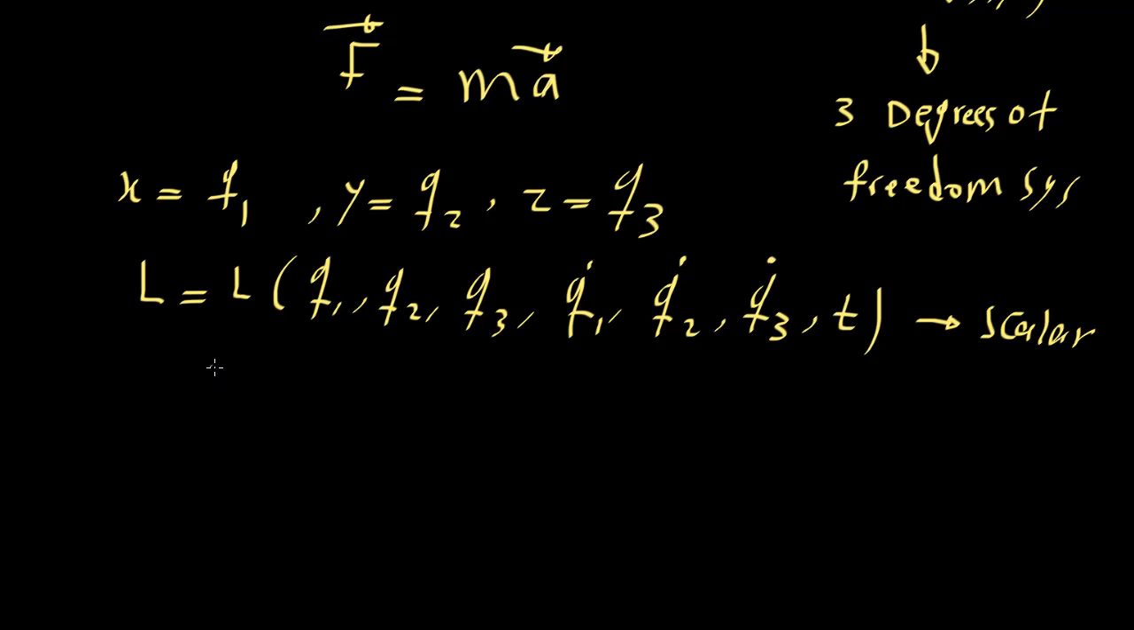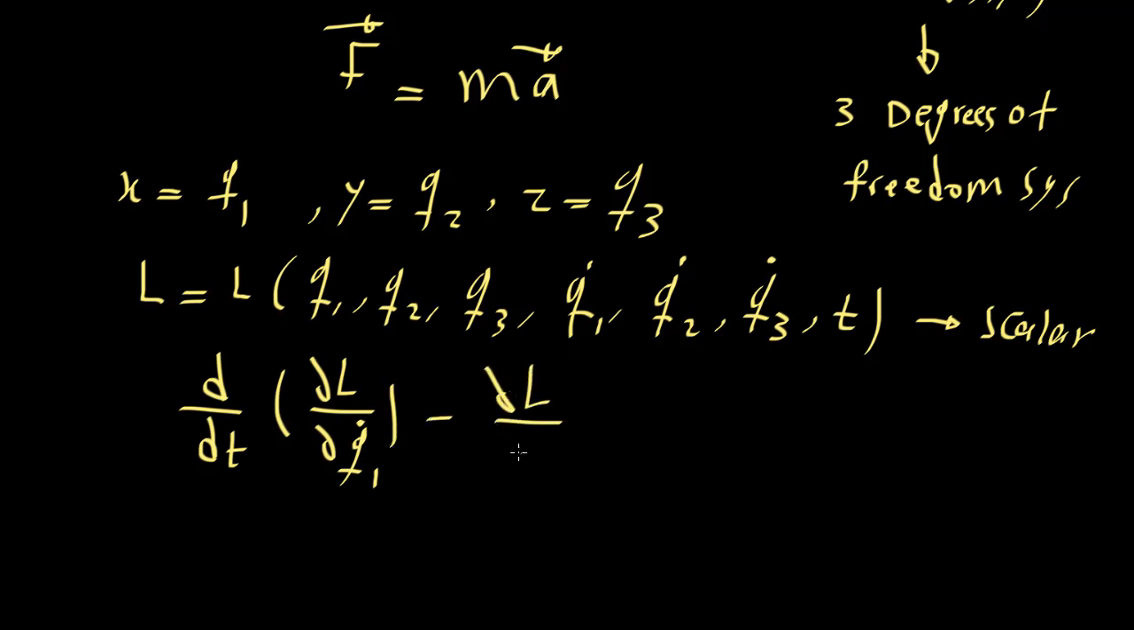And if we write down the Lagrange equation, it would be in this format. So d over dt, derivative of L with respect to q1 dot. We have to write down the same equation for q1, q2, and q3. So minus the derivative of L with respect to q1 equal to 0.